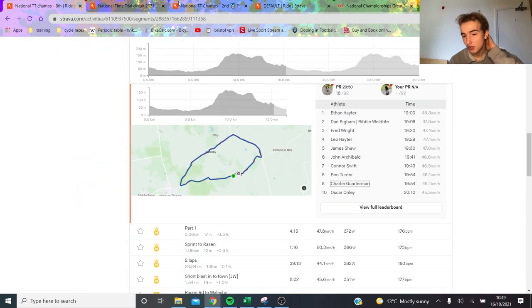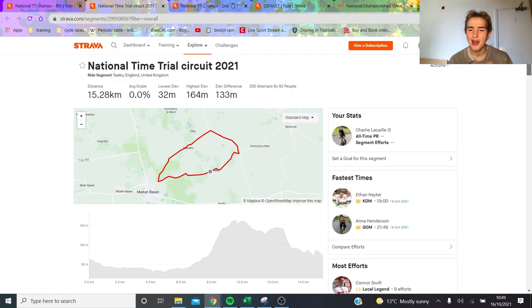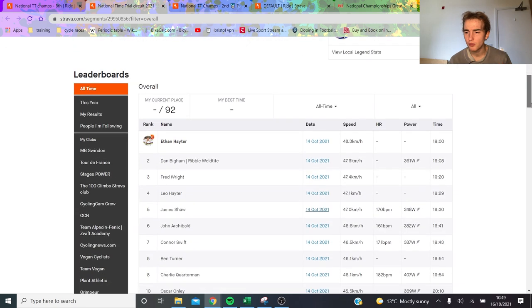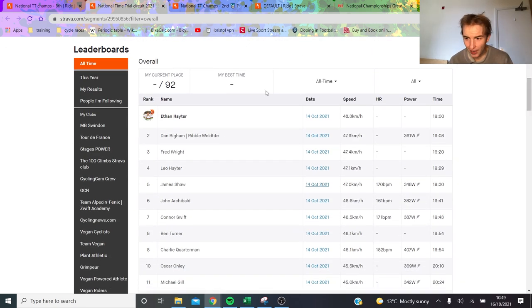So it was actually quite good, this circuit. It was three laps for the elite men and two for the under-23 men. And I also believe it was the same with the women. So anyway, we're going to go into this.